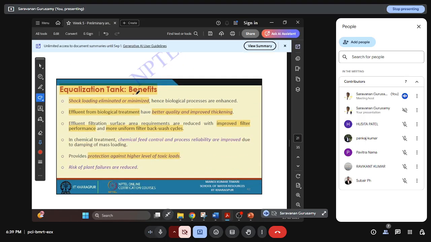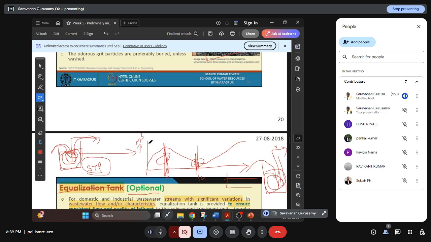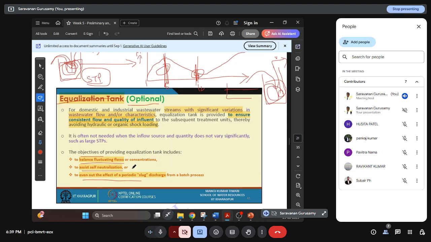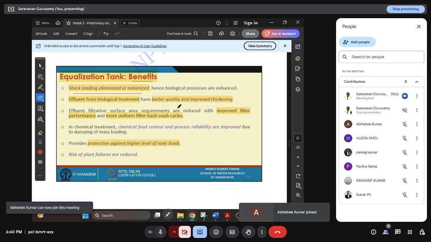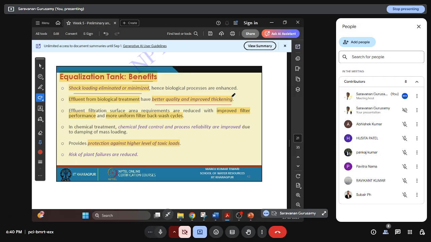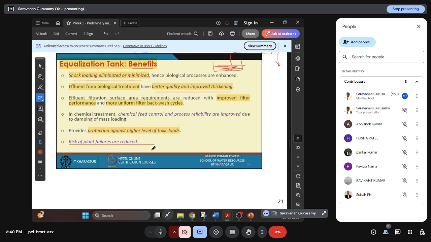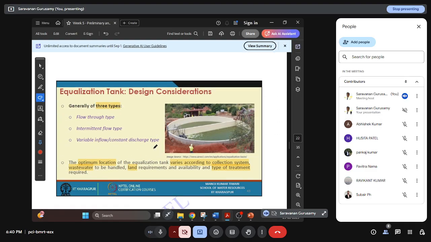So what are the benefits? Shock loading can be eliminated. In the morning you will have a huge load of water, so that is a shock load that can be eliminated. The effluent from the biological treatment will have better quality because you are having the same kind of water coming into the STP. Before the STP, you have an equalization tank that will store all the water and then we pump it. So all the water coming into the STP will have the same quality and quantity, so that gives an improved treatment process. And the risk of plant failure will be reduced because we are giving less shock to the treatment system.